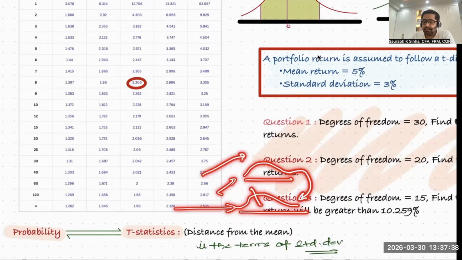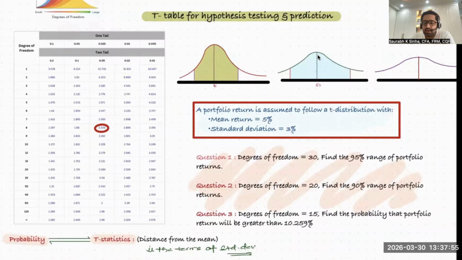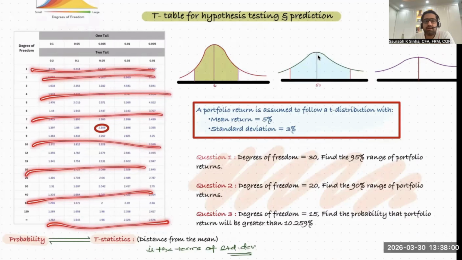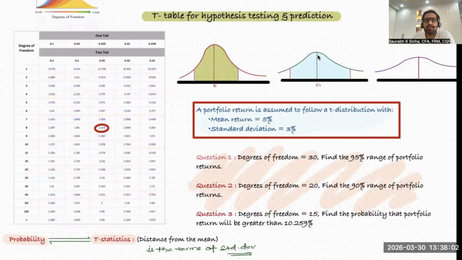For this degree of freedom, you have a much worse distribution than the previous one. As the degree of freedom decreases, the distribution shape changes, and it becomes worse and worse than the previous distribution. So every row in this T table is representing what? A T distribution of a different shape. So this is where the family of distributions is hidden.